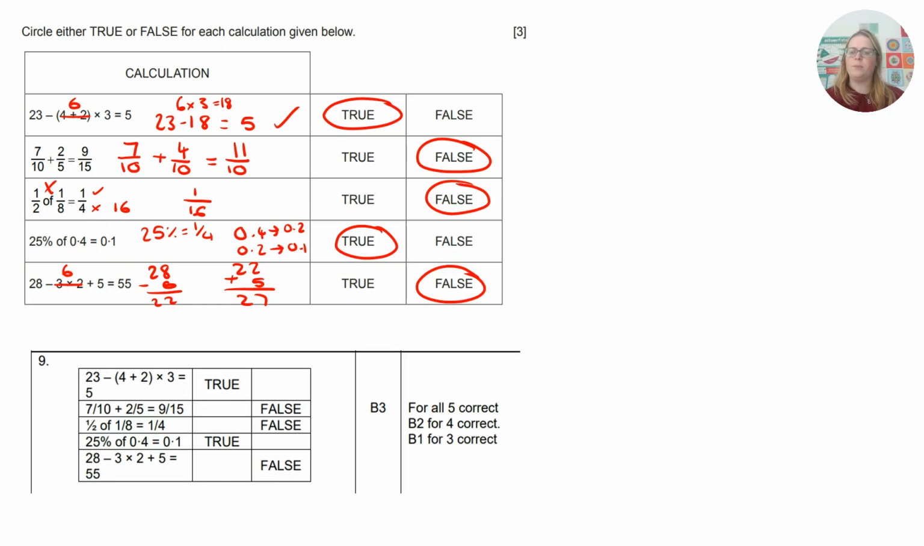Let's check the mark scheme. So you got true, false, false, true, and false. If you got all 5 of those correct, you did actually gain all 3 marks. 4 correct means you gained 2 marks, and if you had 3 of them correct, you do still gain a mark. So even if it's completely out of your mindset and you're really not sure and it's towards the end of your paper, please still circle something because you're likely to pick up something.